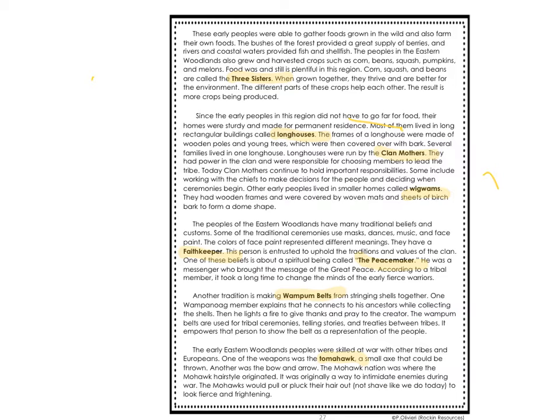These early peoples were able to gather food grown in the wild and also farm their own foods.